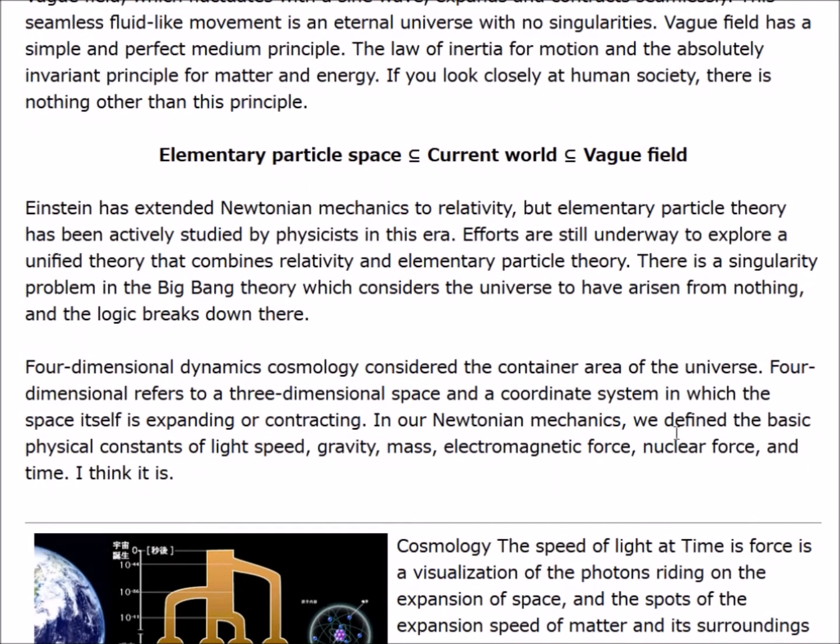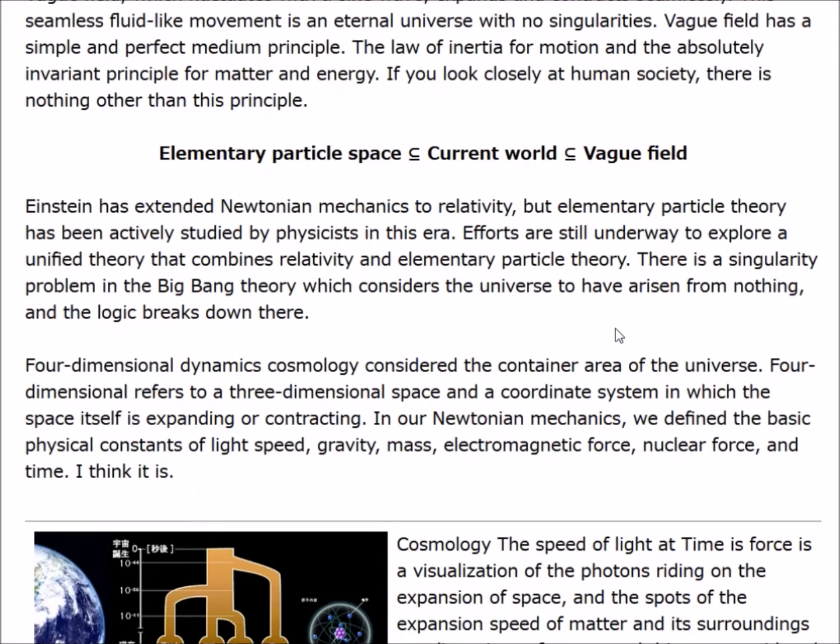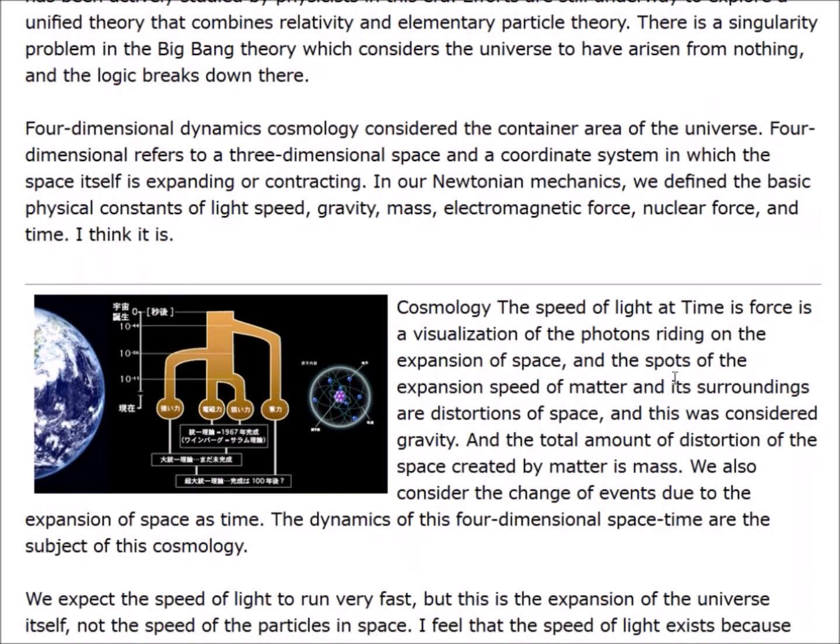Einstein has extended Newtonian mechanics to relativity, but elementary particle theory has been actively studied by physicists in this era. Efforts are still underway to explore a unified theory that combines relativity and elementary particle theory. There is a singularity problem in the Big Bang theory which considers the universe to have arisen from nothing, and the logic breaks down there. Four-dimensional dynamics cosmology considered the container area of the universe. Four-dimensional refers to a three-dimensional space and a coordinate system in which the space itself is expanding or contracting.